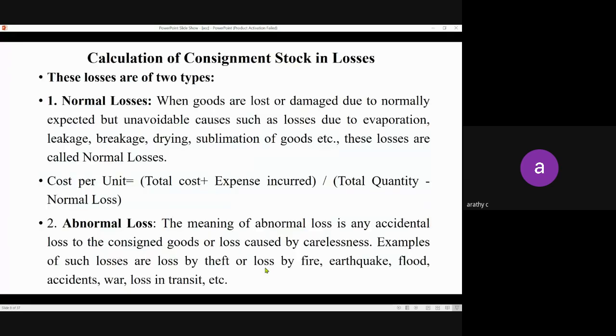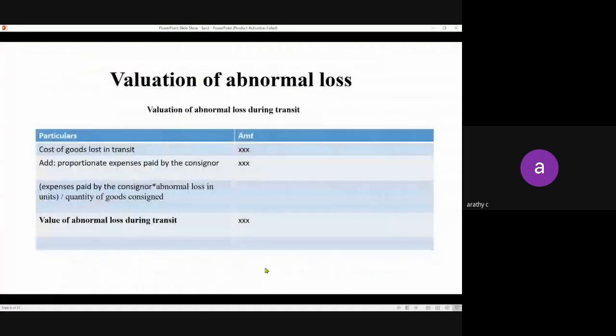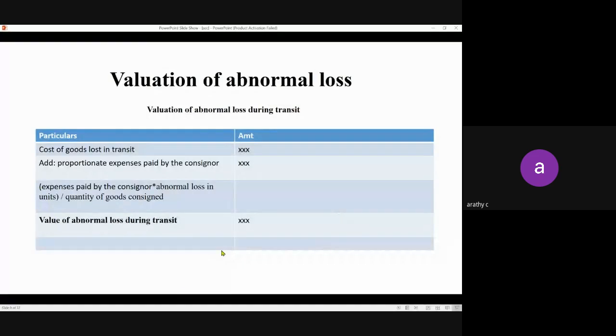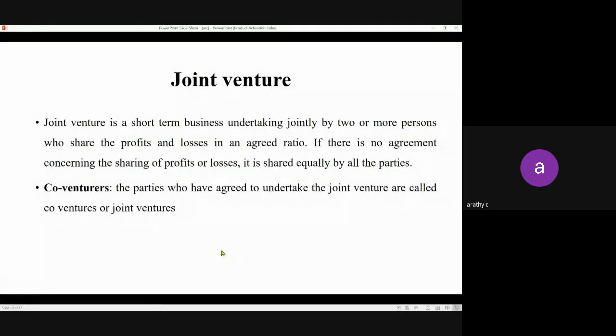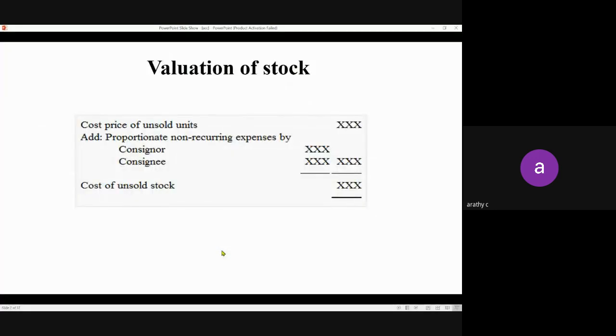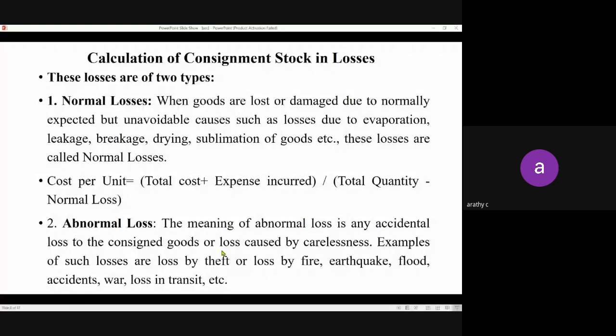So these are the two losses, normal loss and abnormal loss. Normal loss will be calculated as total cost plus expenses incurred divided by total quantity minus normal loss. And abnormal loss is calculated under the formula cost of goods lost in transit plus proportionate expenses paid by the consignor. Then you will get value of abnormal loss during transit. So these are about the consignment: the terms used in the consignment, valuation of stock, and the calculation of consignment stock in losses.